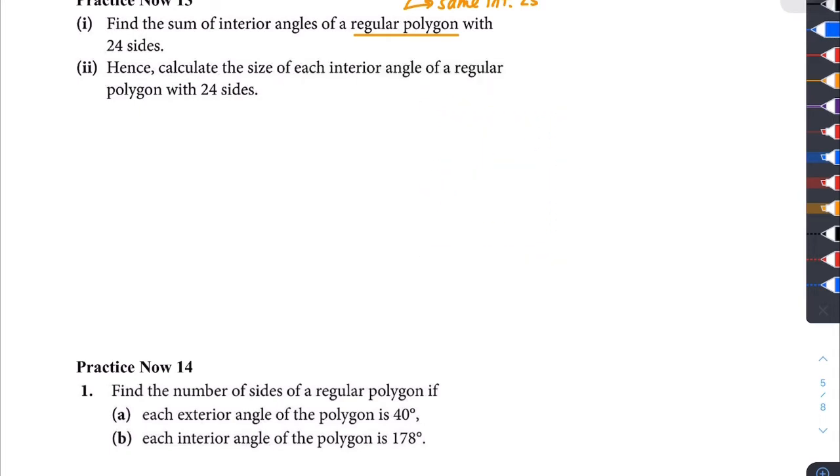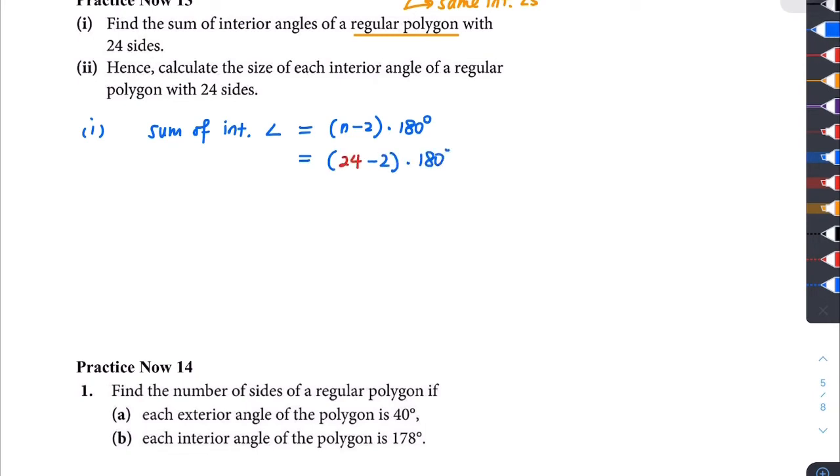Now for the sum of interior angles for a regular polygon with 24 sides, same thing, make use of the formula, n minus 2 times 180 degrees. So here the n is going to be equals to 24.